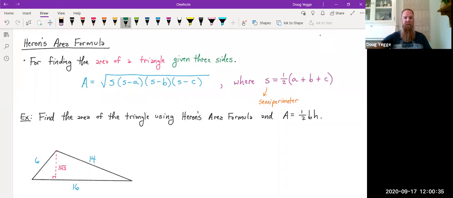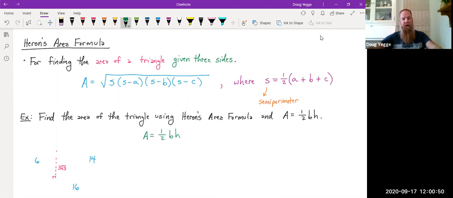So in this example, we'd like to use a couple of our formulas. Our more standard formula for finding the area of a triangle is 1/2 the base times the height. Now this is obviously only possible if we're given the height. If we're not given the height of that triangle, we're going to have to resort to something else. But in this case, we are given the height, so we can use this formula.